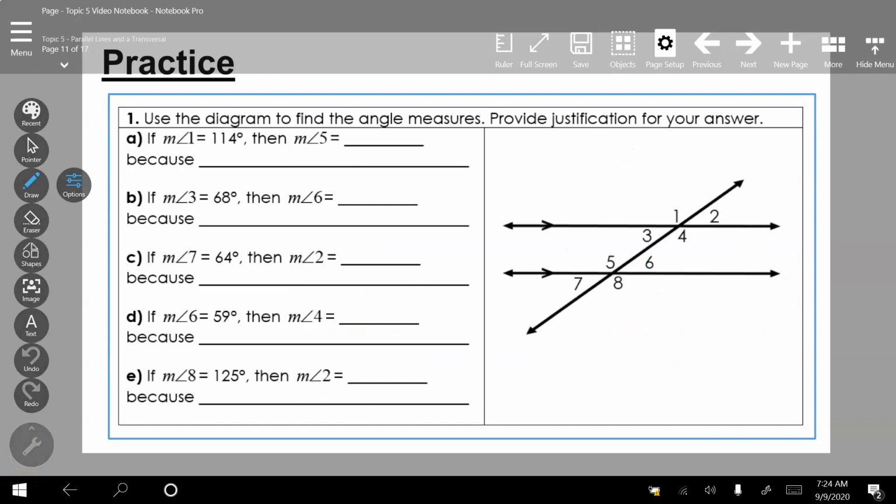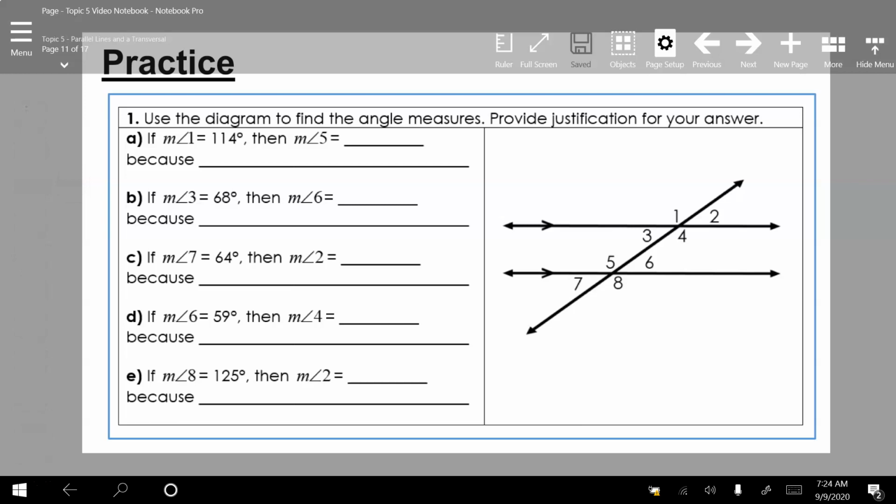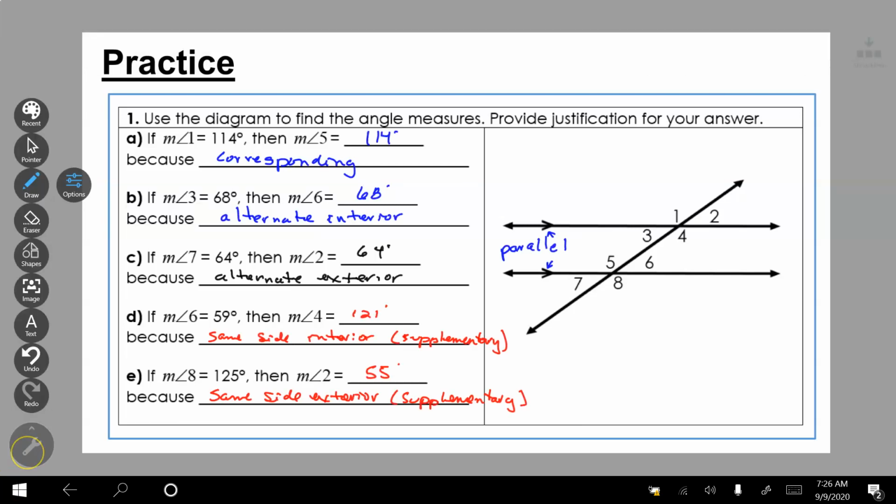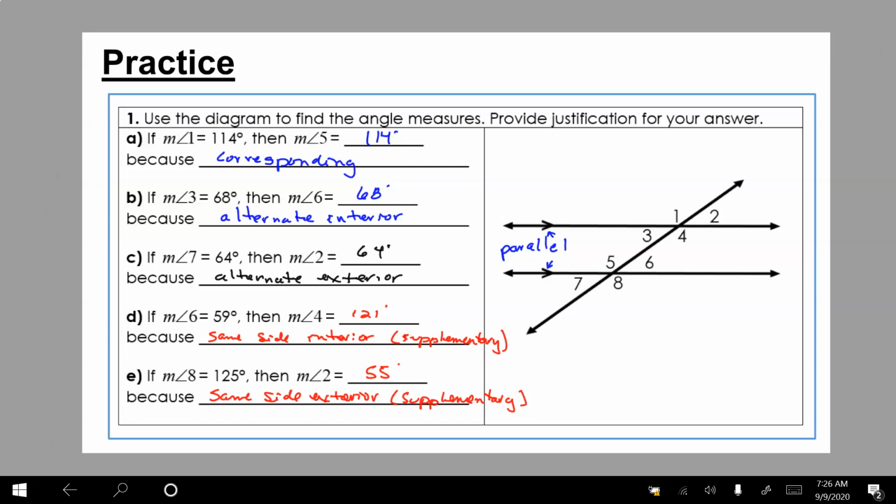Again, here's another page for more practice, so I'm going to fill all this out, so you might want to pause the video, try it on your own, and then compare to my answers. Okay, so those two lines are parallel. I have my angles 1, 2, 3, 4, 5, 6, 7, 8, and I look at all these angles, and some of them are corresponding, alternate interior, exterior, same side interior, exterior. Those last two, when they're the same side, interior or exterior, they are supplementary. They add up to 180.